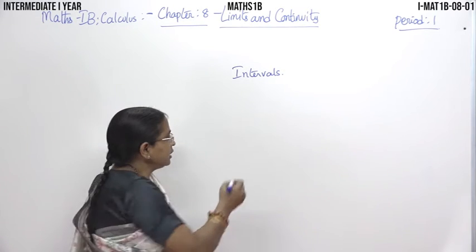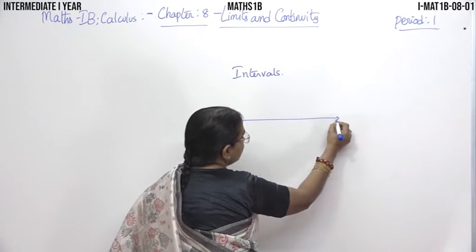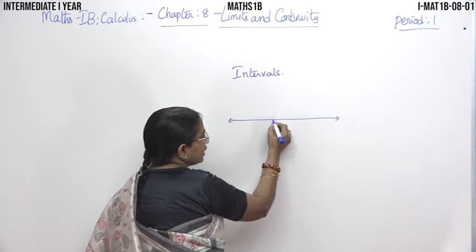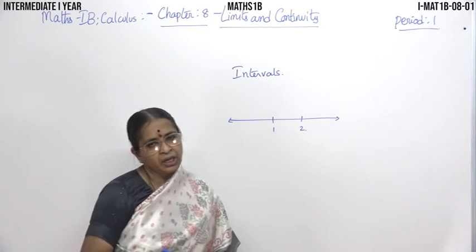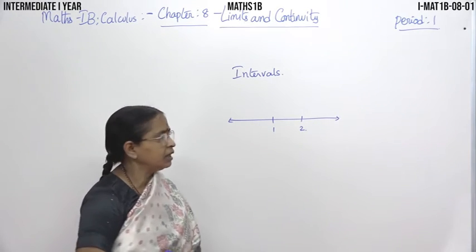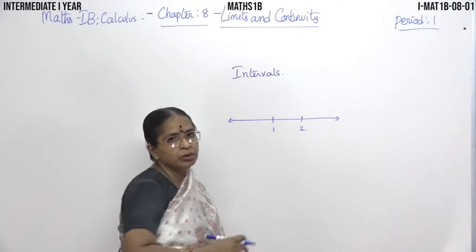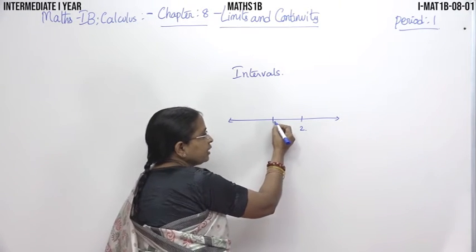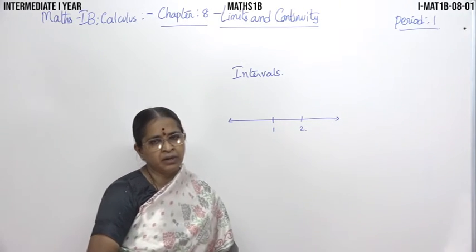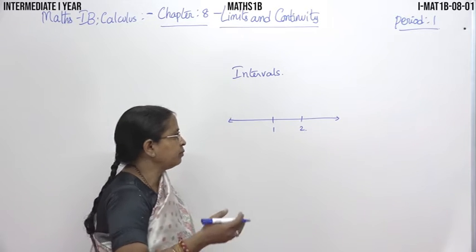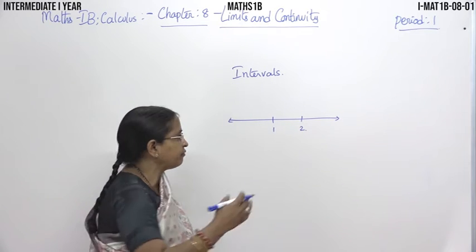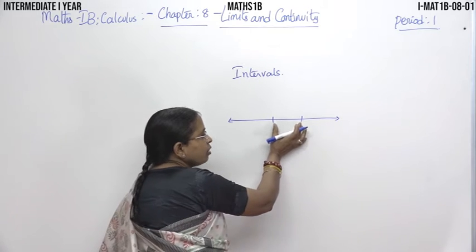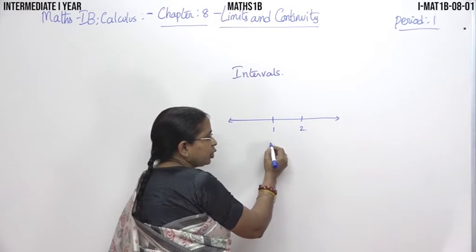Okay. Now consider a real number line. Suppose that I have a number 1 here and a number 2. Between 1 and 2, can you say how many real numbers there are? At least after 1, can you say what the next real number is? You cannot say. It can be 1.0001. We cannot say the exact number after 1. So, all real numbers lying between 1 and 2.